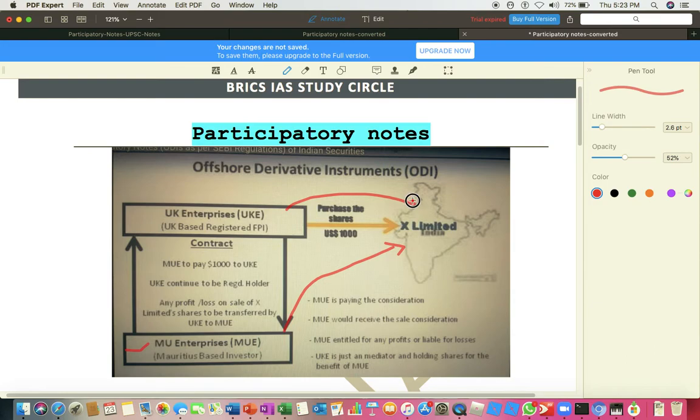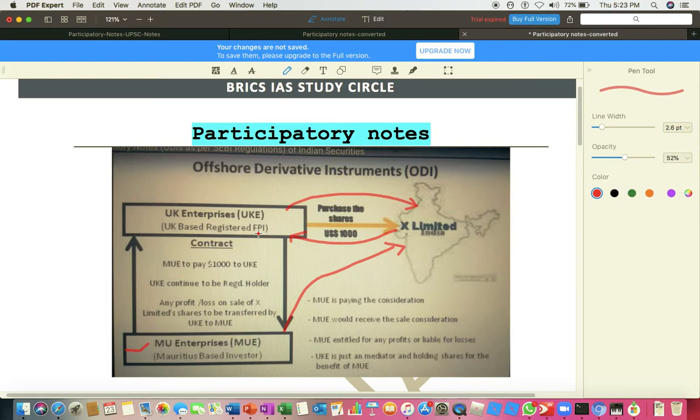Look here. UK Enterprise will purchase shares in an Indian company in India because it's already registered. It has the registration. It is allowed to continue investing in Indian companies. Clear? Say, for example, 1,000 US dollars worth of shares. Because it's foreign money, in terms of foreign currency, it makes a payment to the Indian company of $1,000 and takes shares worth US $1,000. So shares are given to UK Enterprise by the Indian company, which clearly means the shares are in the name of UK Enterprise.